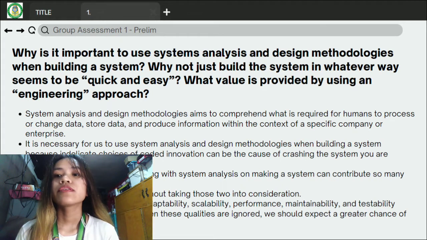Let's continue with the first question. Why is it important to use systems analysis and design methodologies when building a system? Why not just build a system in whatever way seems to be quick and easy? What value is provided by using an engineering approach?